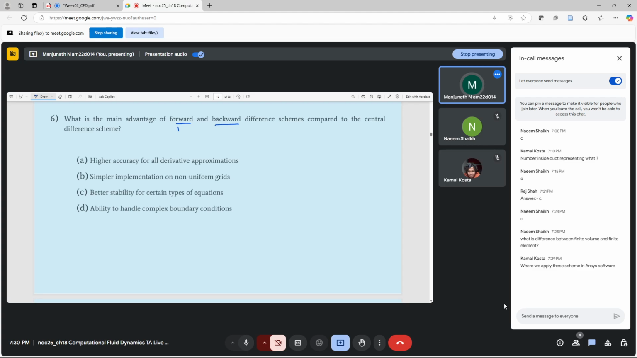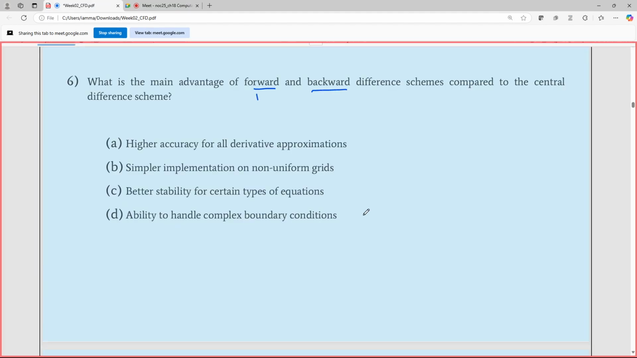Okay, you have two questions here. I didn't see that. What is the difference between finite volume and finite element? In the finite volume method, suppose this is our larger domain, and we have subdivided it into smaller domains. In each, we will be applying our governing equation, like what we have seen in the first question, mu times d squared u by d y squared. All those equations will be applied here.